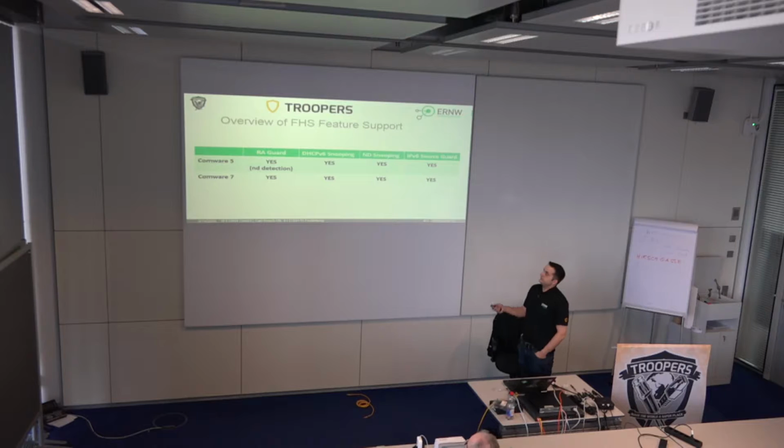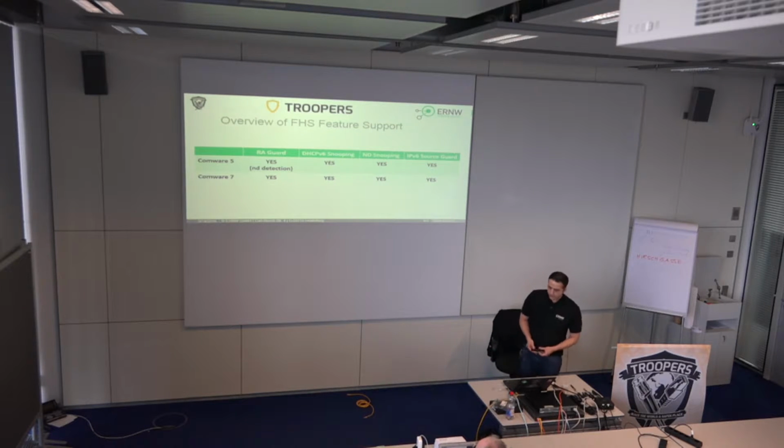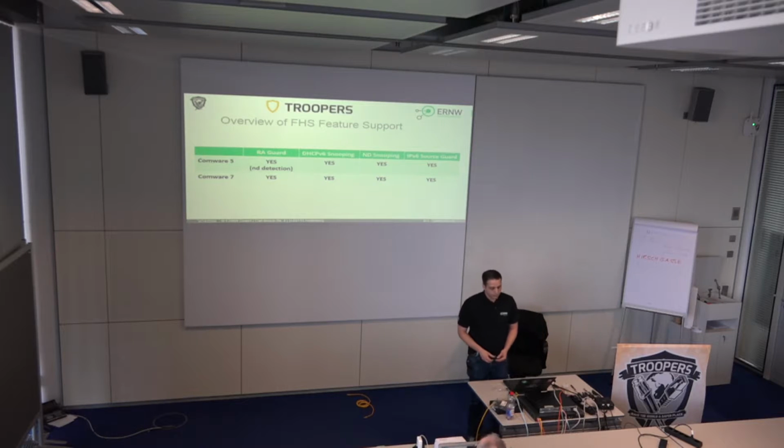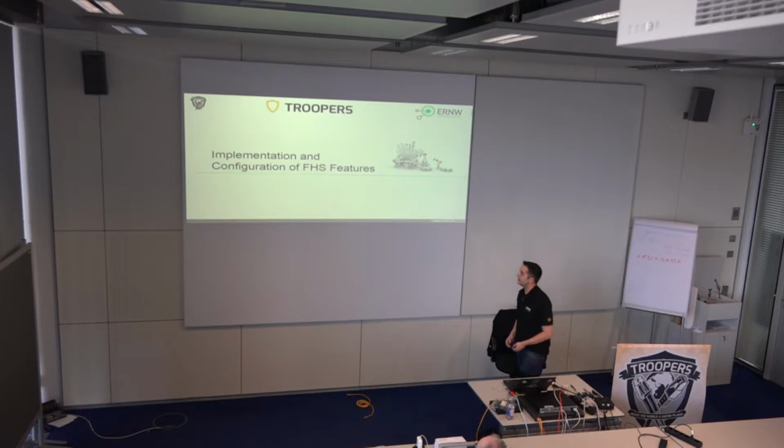So to summarize, on CommWare 5 and 7, as I said, in CommWare 5 you have RA guard like functionality, but not with a dedicated RA guard feature, but with the ND detection feature. And as we can see here, DHCPv6 snooping, ND snooping, and IPv6 source guard. These features are both supported on CommWare 5 and CommWare 7 platforms. So let's have a closer look at how to actually configure these features, and whether they work as advertised.